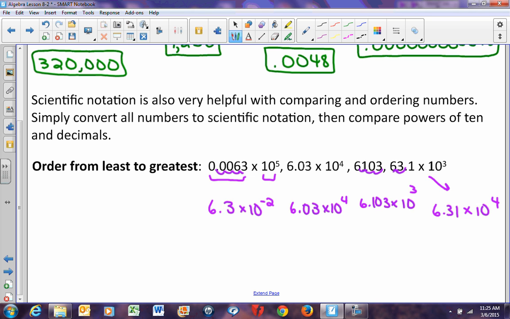Oops, the first one should be 10 to the positive second, not negative second. Negative 3 plus 5 is 2, not negative 2. There we go. So I have 6.3 times 10 to the 2nd. Then I have 6.03 times 10 to the 4th, 6.103 times 10 to the 3rd, and 6.31 times 10 to the 4th.